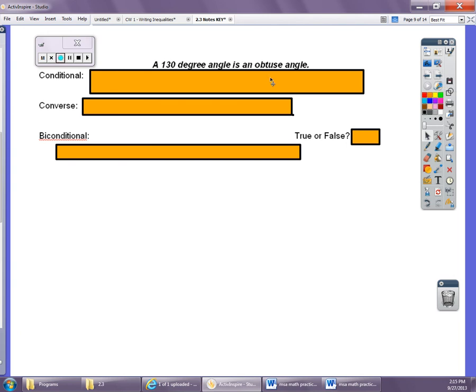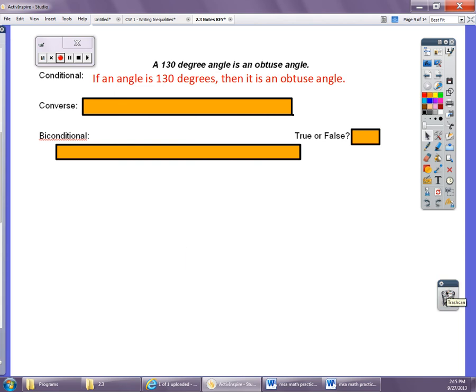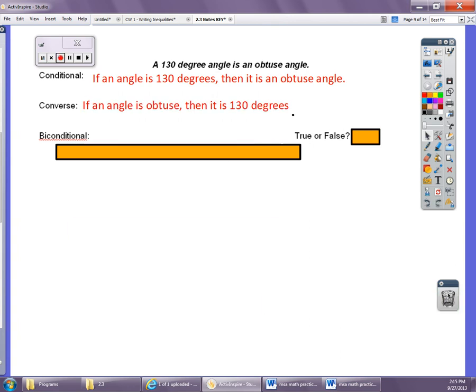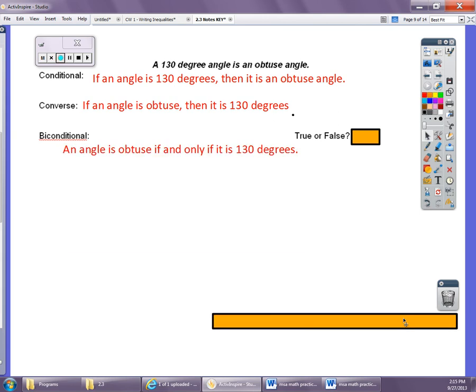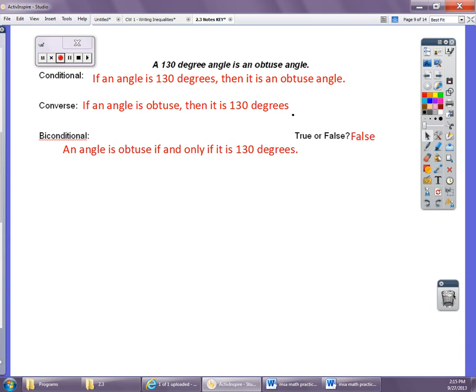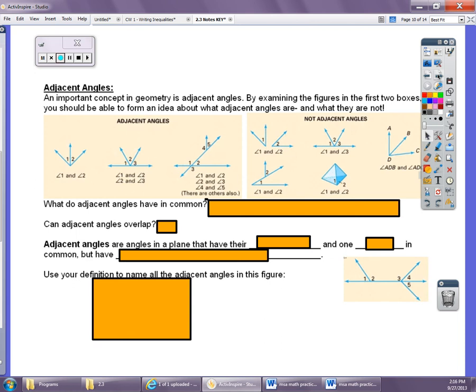And then when we look at the last one, our conditional: if an angle is 130 degrees, then it is an obtuse angle. The converse: if an angle is obtuse, then it is 130 degrees. Or biconditional: an angle is obtuse if and only if it is 130 degrees. That is false. It could be 120 degrees, 170 degrees. They make up obtuse angles also. And then we get to adjacent angles.